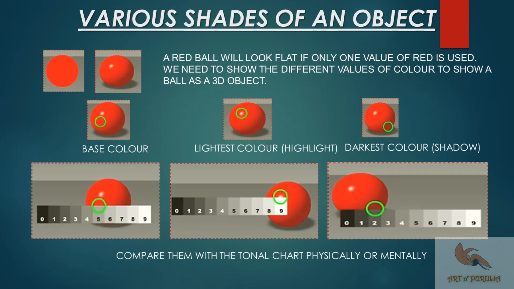Various shades of an object. We need to study the various shades required for a color to depict a three-dimensional object on paper. In case of a monochromatic scheme, we need to add white, gray or black to the base color to meet the various shades requirement of the color.